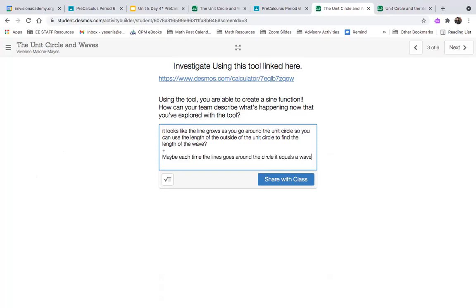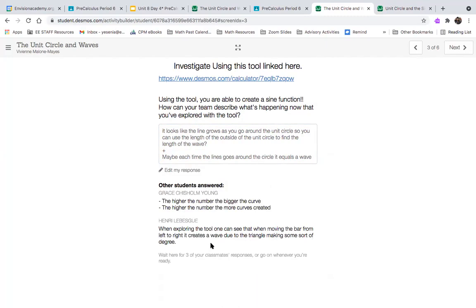So yeah, I noticed that there is a connection too, Sam, as it goes around and around, that line just grows and keeps increasing, just like the degrees or whatever is increasing. And I like that each time it goes around the circle, it makes like one wave. I love that. Let's put that in. And we could see so far for those groups that were here already, what they had attained.